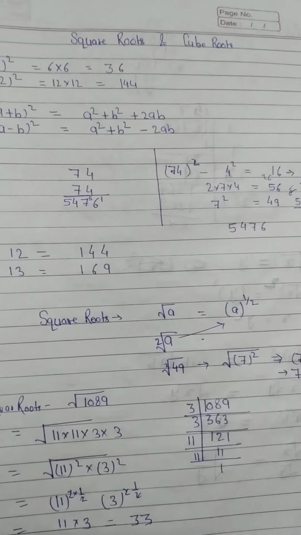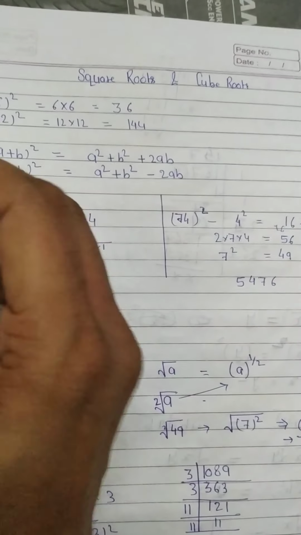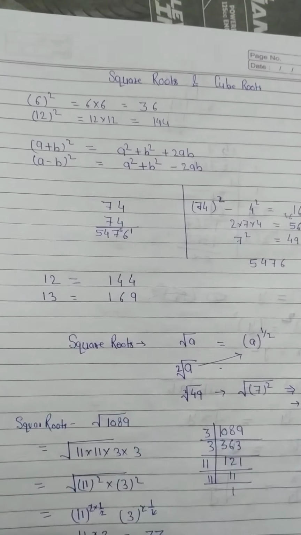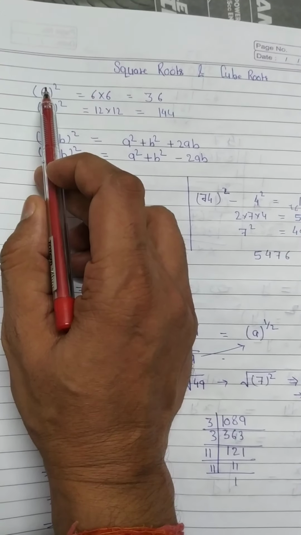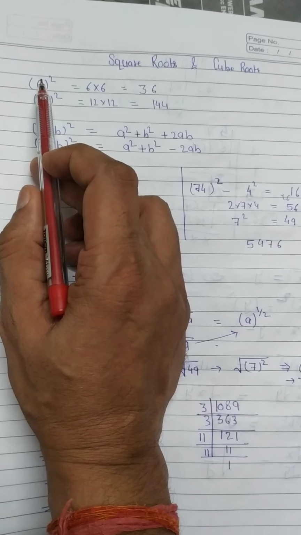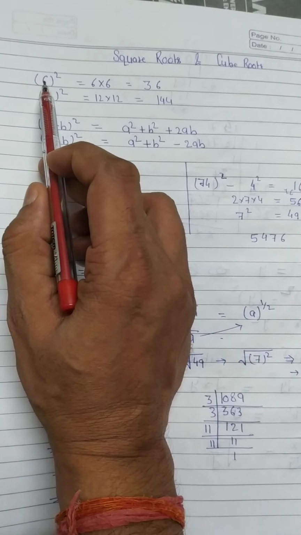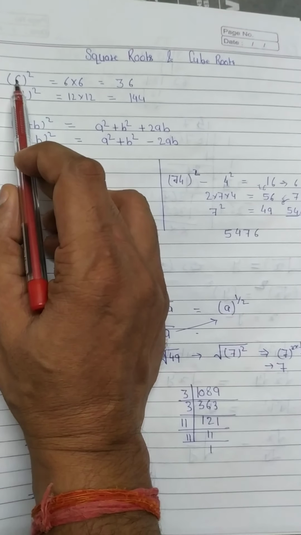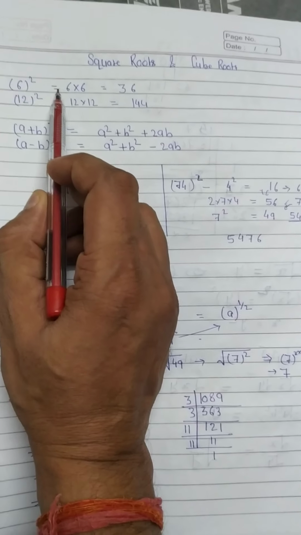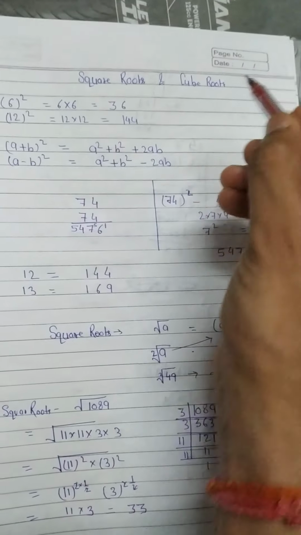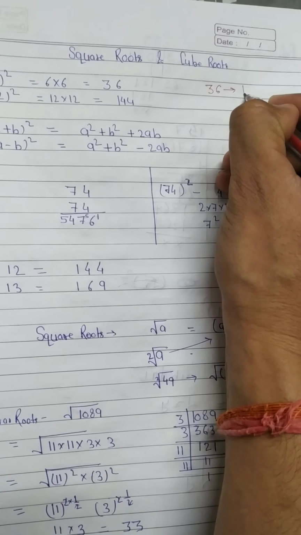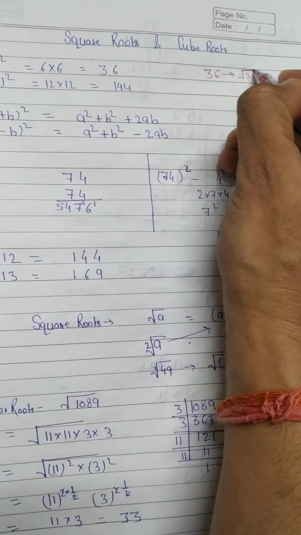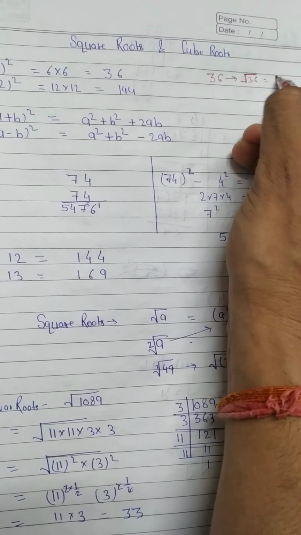So let's start. First, we will see what a square is. If any given number is 6, and in the examination you are asked the square of this number, a square is the number multiplied by itself. 6 square means 6 into 6 is 36, and the square root of 36 is 6. This is the square root symbol, and this is 6.